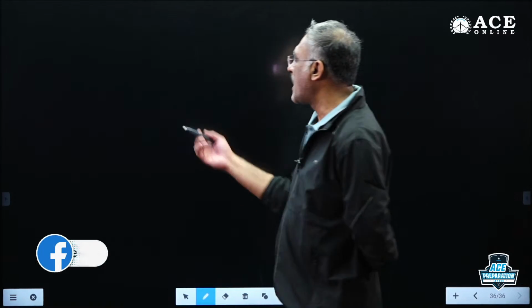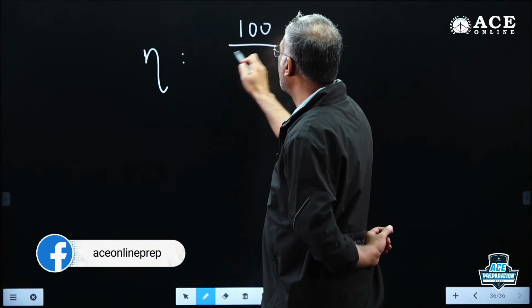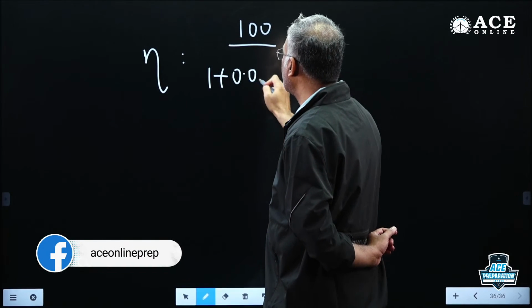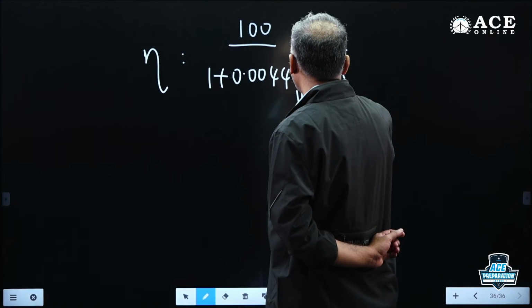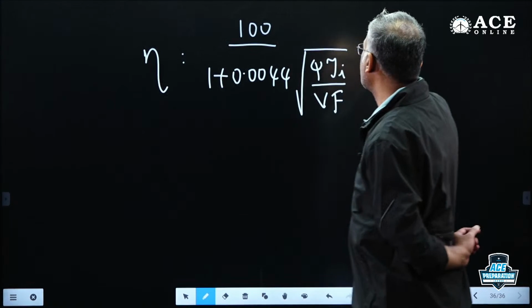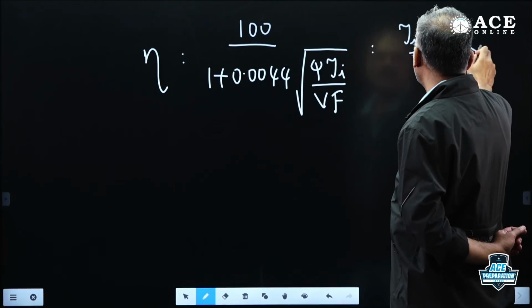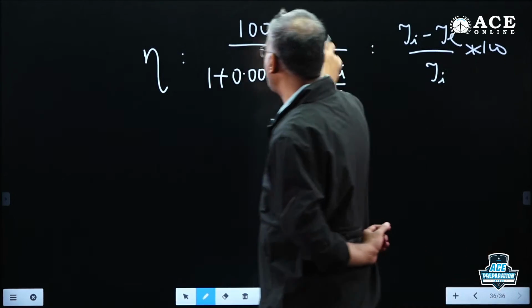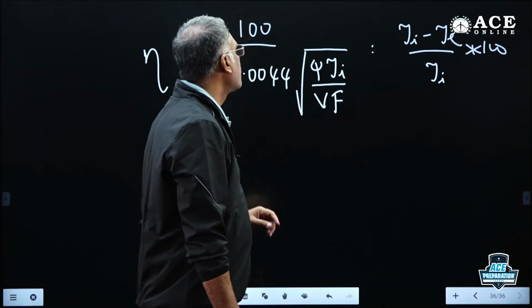This is about the activated sludge process. Trickling filters generally they don't ask. Trickling filters, if at all they ask, the efficiency equation, the NRC equation, is 100 by 1 plus 0.0044 into root of Q into Yi by V into F, which is also equated to (Yi minus Ye) by Yi into 100. So he may give you some information to work this out, and you are expected to find out the efficiency and BOD.